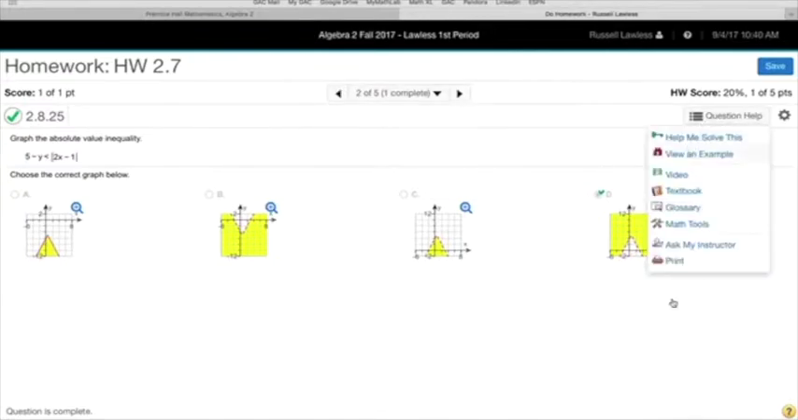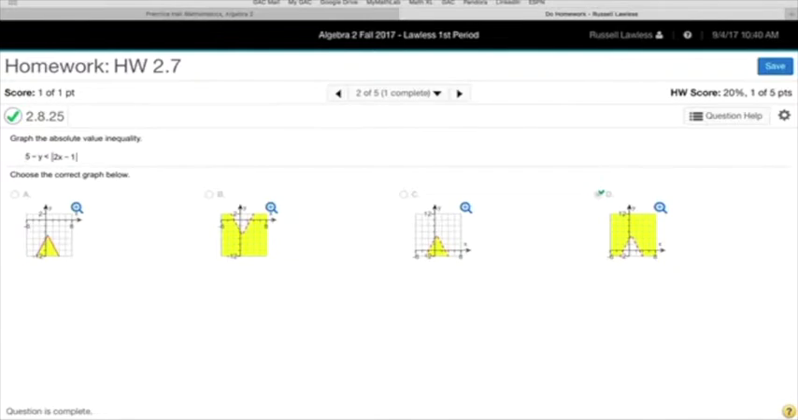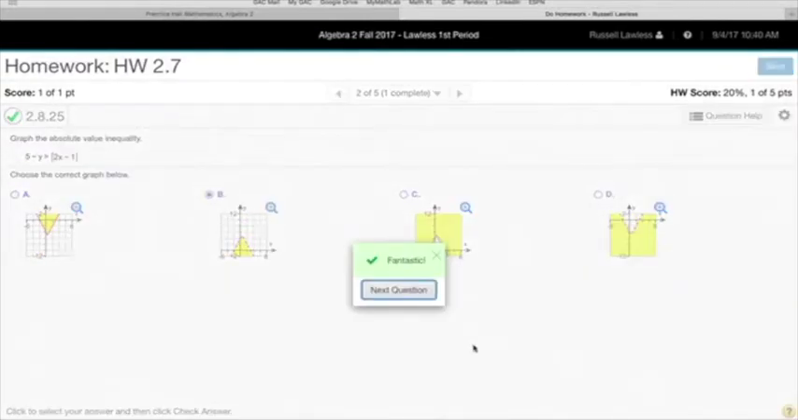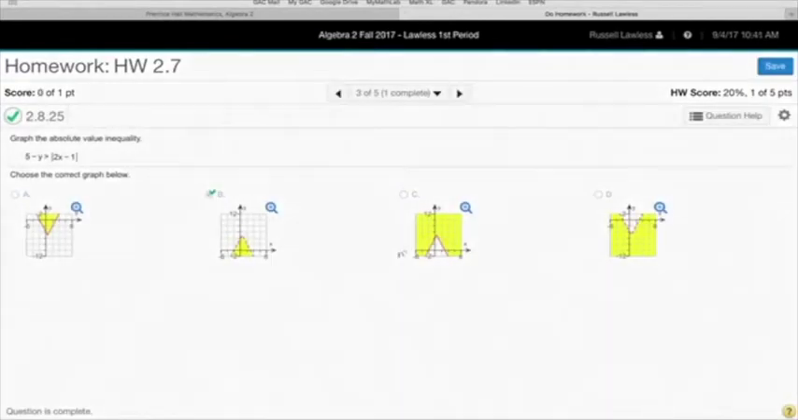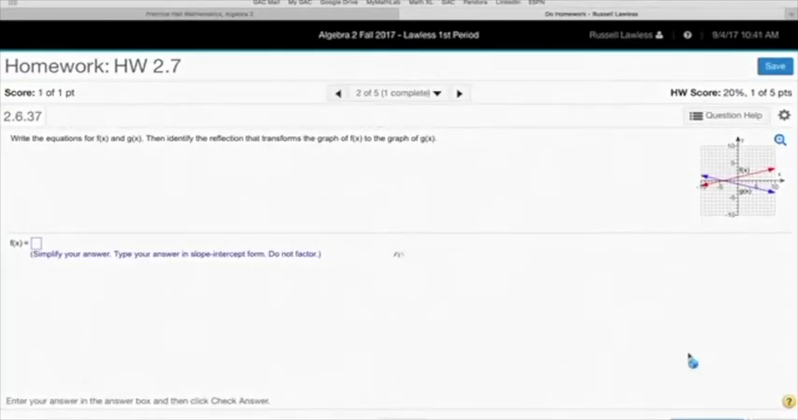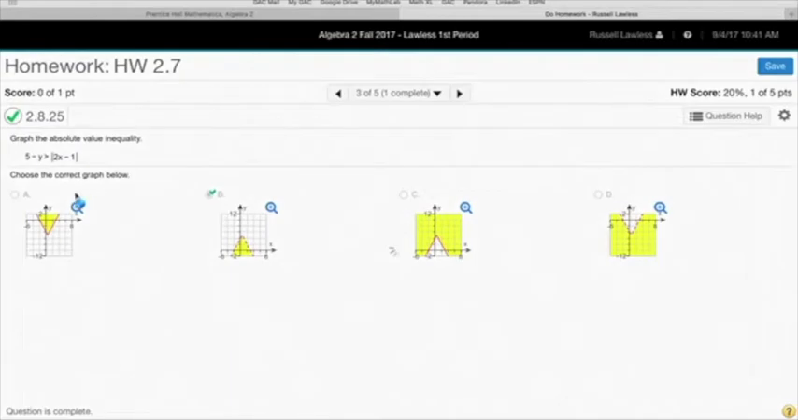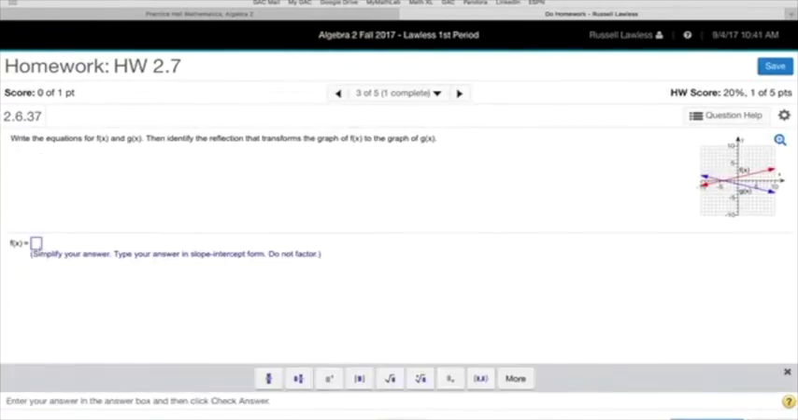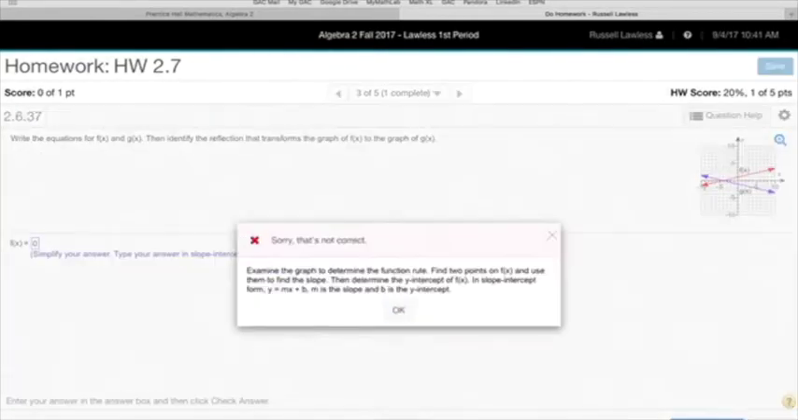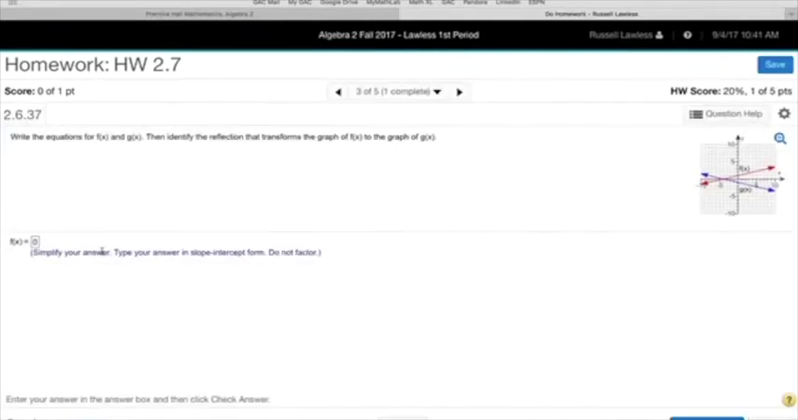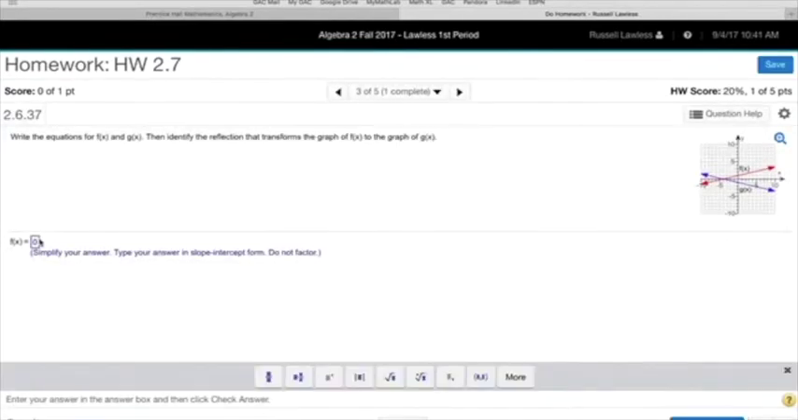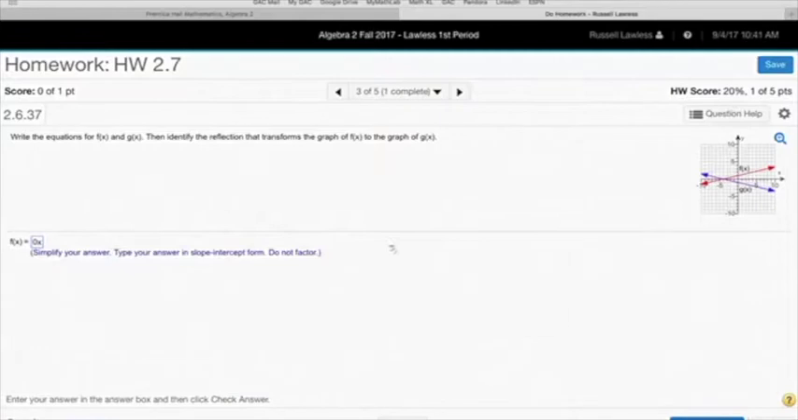Let's say I want some extra practice. I can click this similar question. Let's say I got it wrong. Okay, so sometimes you guess, luckily. Let's go here. This one seems a little bit harder to guess. So I'm going to say I have no idea how to do that. I'm going to say f of x is going to be equal to 0. I'm supposed to be writing an equation, so I'll just say 0x.